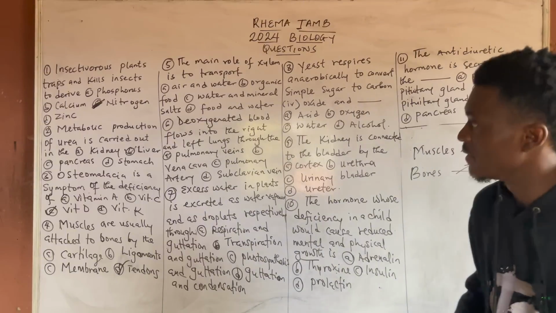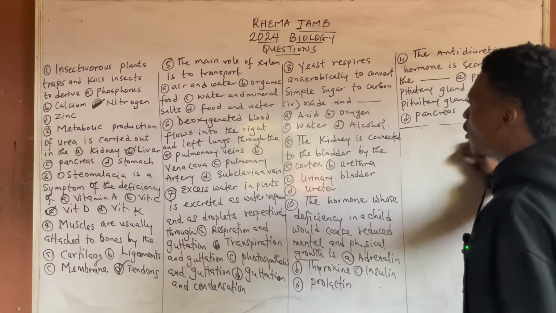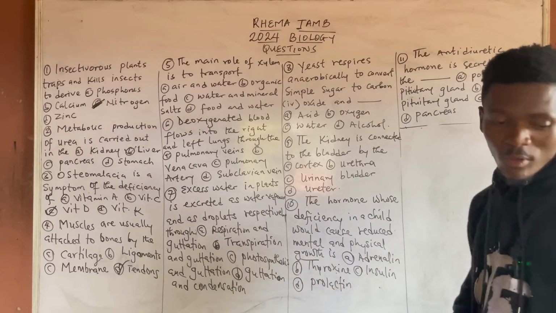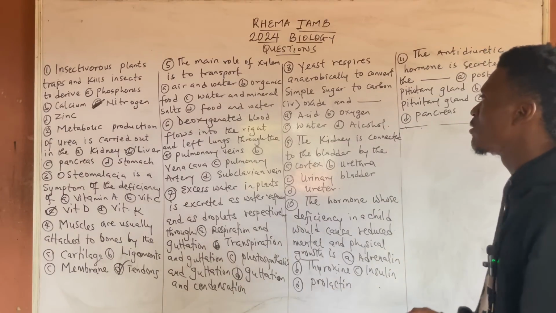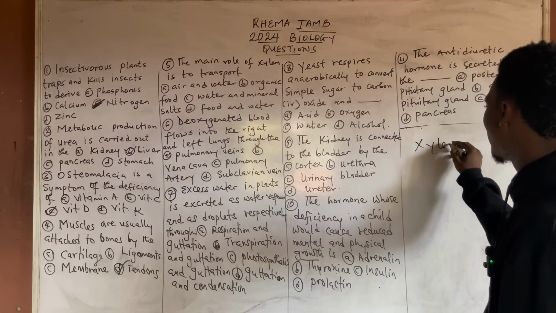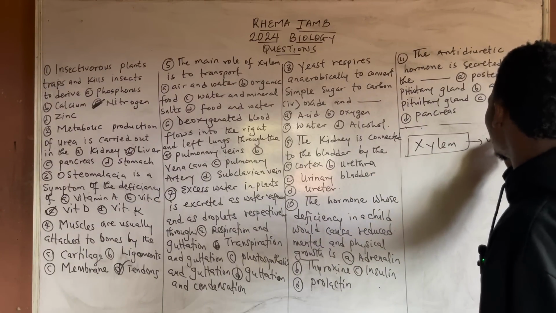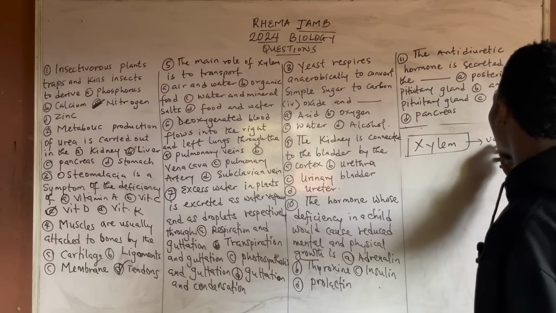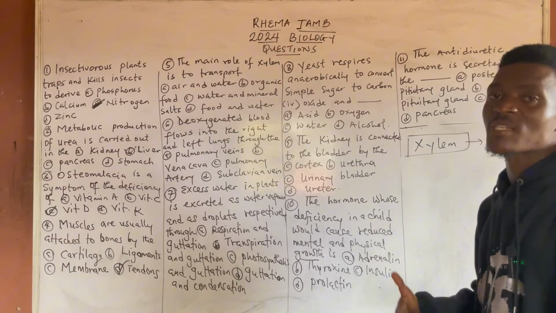Let's dive into looking at the next question. Question 5. The main role of xylem is to transport dash. Firstly, we have to know what xylem is. Xylem is simply a vascular tissue in plants. And when we say vascular tissue, we are simply referring to tissues that tend to transport materials.